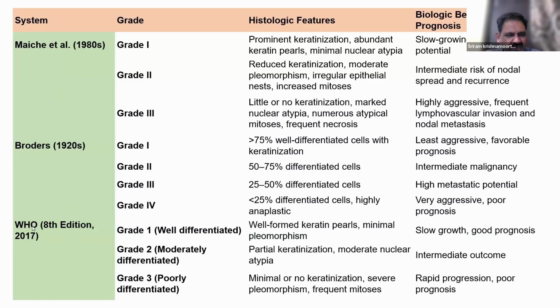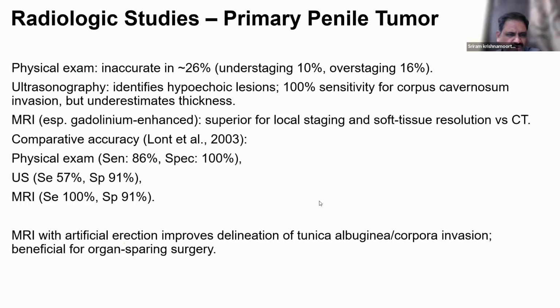But if you answer WHO, sometimes the older examiners who are still following Maichi or broader may ask you what these are. So it is better that you know a little bit about broader and Maichi, but you should know the WHO because all your planning of management, everything will be decided based on the WHO classification, grade 1, 2, and 3. Okay, that you should know.